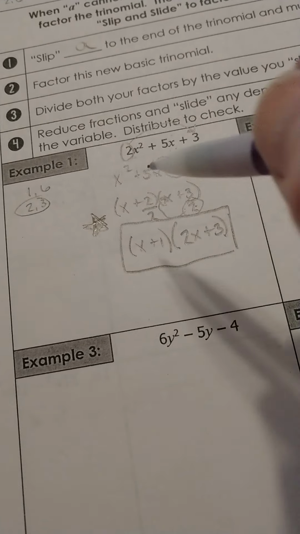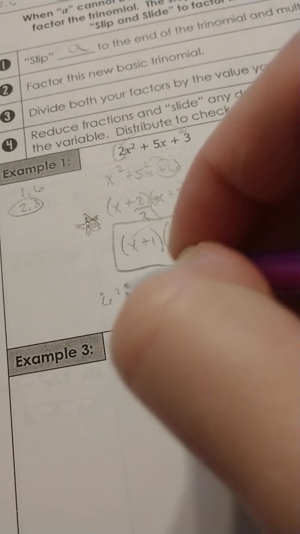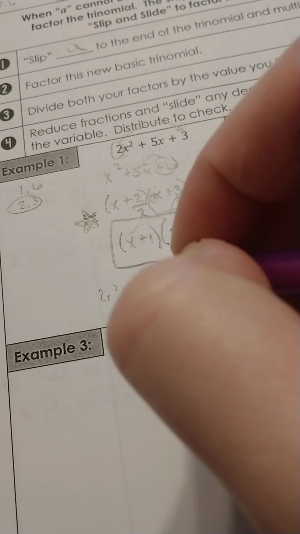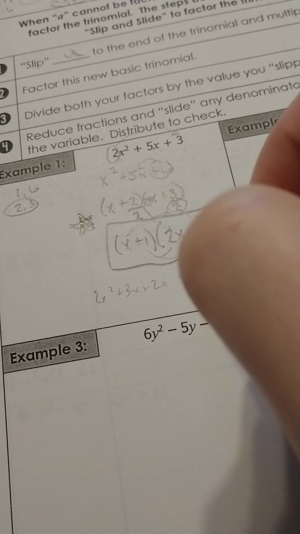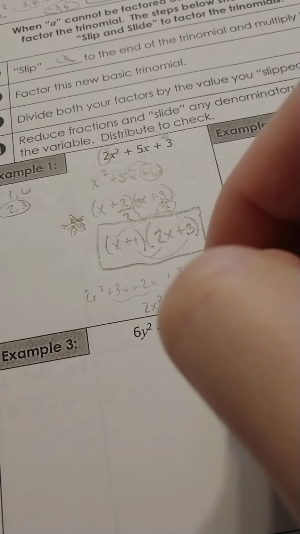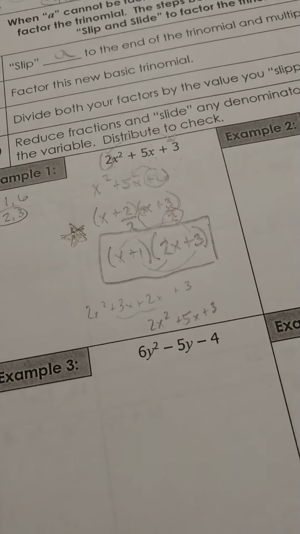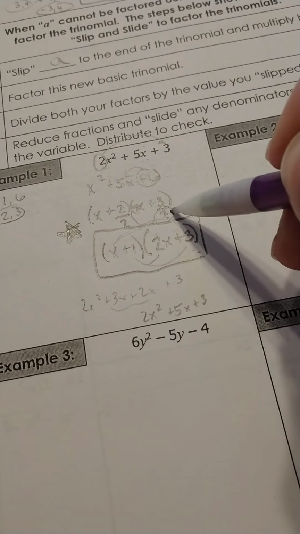Now, the reason this works, if we FOIL this back out, what's x times 2x? Well, that would be 2x squared. What's x times 3? Well, that would be 3x. 1 times 2x is 2x. 1 times 3 is 3. Combine our like terms. You get 2x squared plus 5x plus 3. So you have to have this version where we divided by that 2, not this.